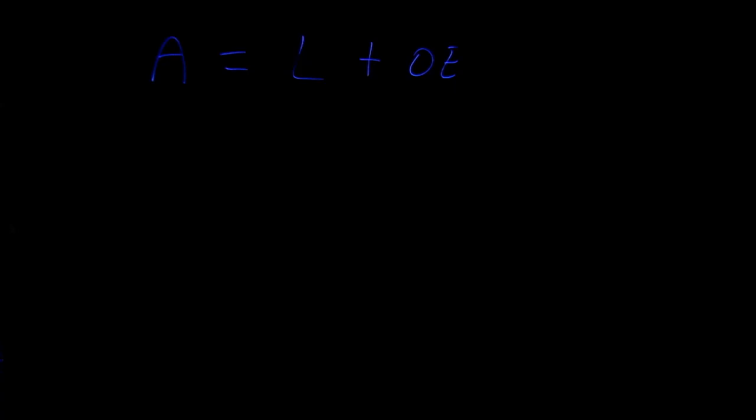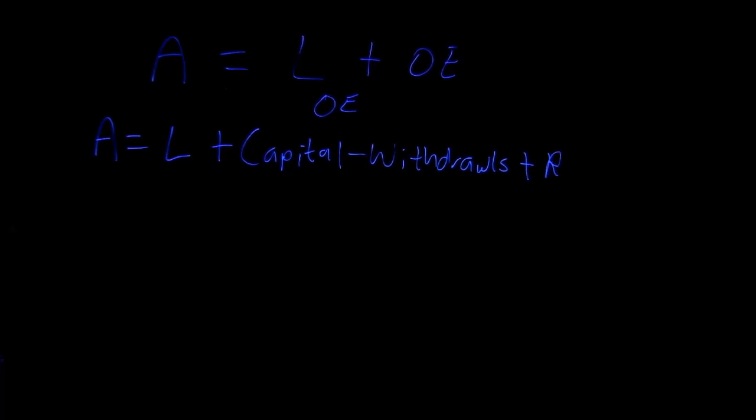So let's take a look at if we were to expand the accounting equation out. So we have assets equals liabilities plus, we're going to break the owner's equity section out. So it'd be capital less withdrawals plus revenue minus expenses. So we have expanded out our owner's equity part of the accounting equation. So let's work on putting some transactions into this accounting equation.